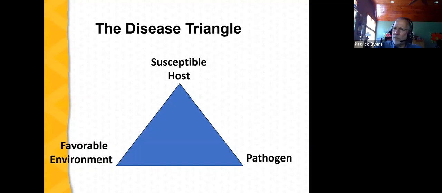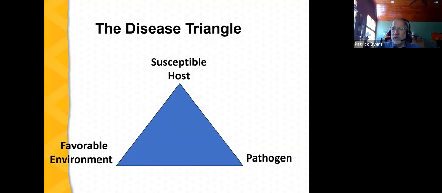We can have a pathogen present, and we can have a susceptible host, but if the environment is not favorable, we will not see the development of the disease. To give you an example, let's go back to our brown rot of peach example. Almost all peaches are susceptible to brown rot. So if you're growing a peach tree, the susceptible host is present.